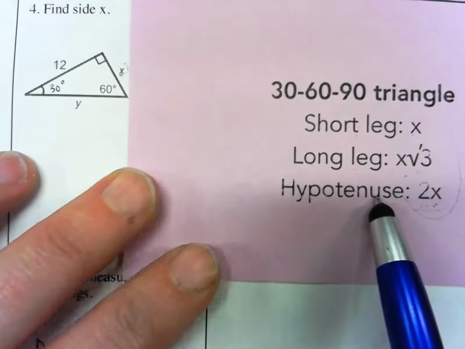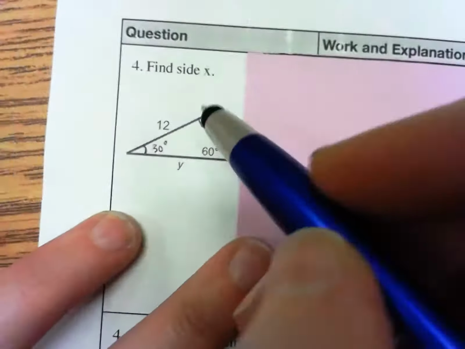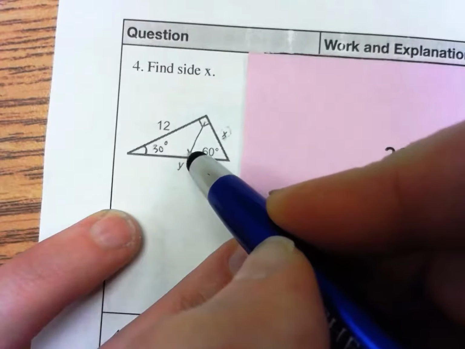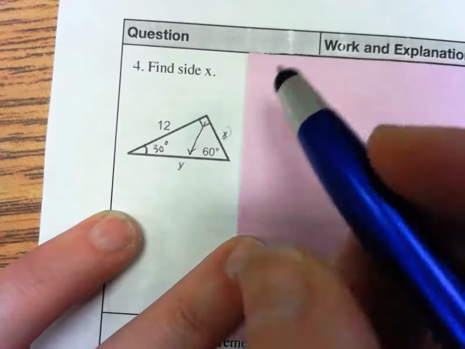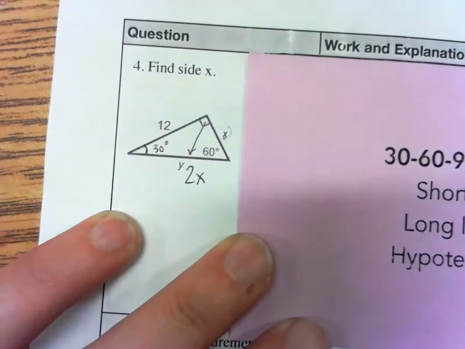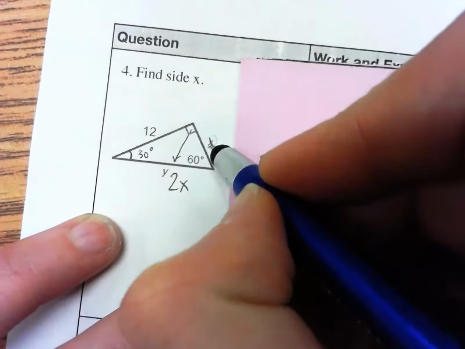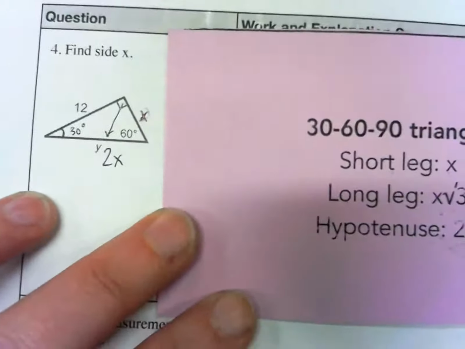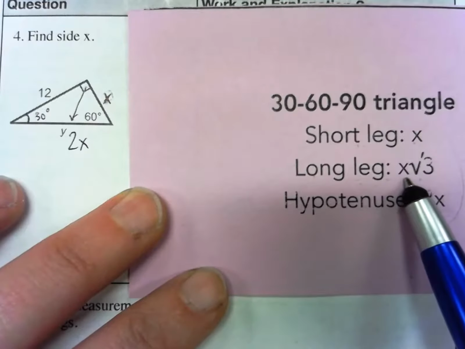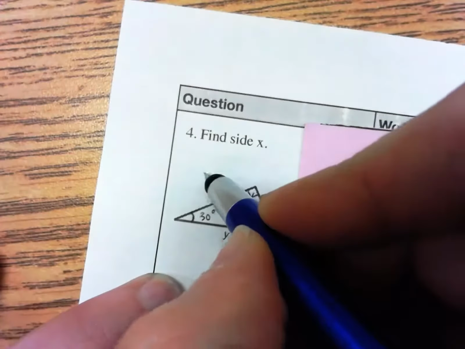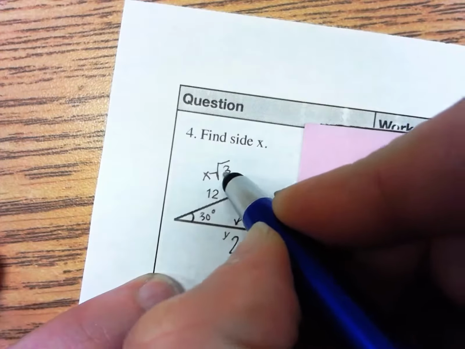I'm going to label my hypotenuse first because it's the easiest to find. I can draw my little laser beam. So this side is going to be 2x. Then I can label my short leg. My short leg has to be x. It already says x, so I'm going to label it just x. And then my long leg is going to be x square roots of 3. So this side would be x square roots of 3.